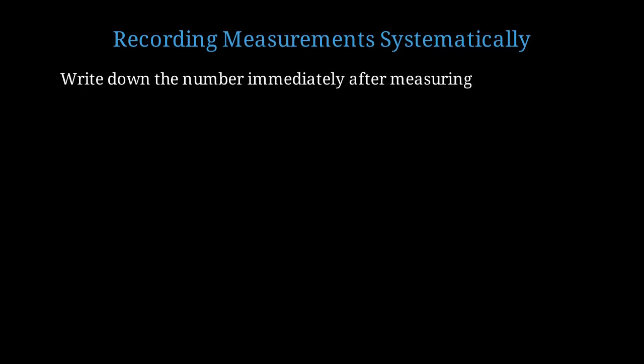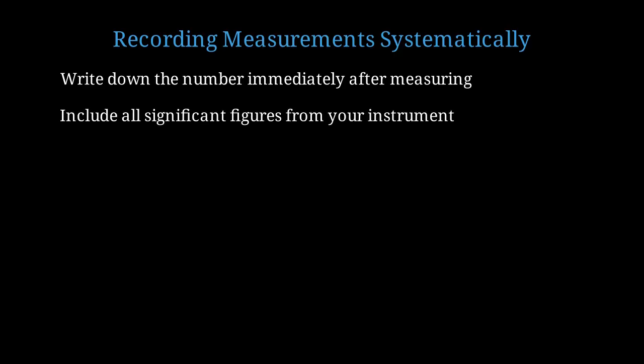There's a right way and a wrong way to do this. Write down the number immediately after you measure it. Don't trust your memory, don't think you'll remember it and write it down later. Include all the significant figures that your measuring instrument gives you. If your balance shows 25.47 grams, write 25.47, not 25 or 25.5. Never round your raw data. Keep all the digits during intermediate steps. Only round at the very end when you report your final result.